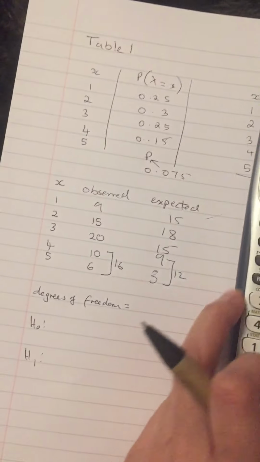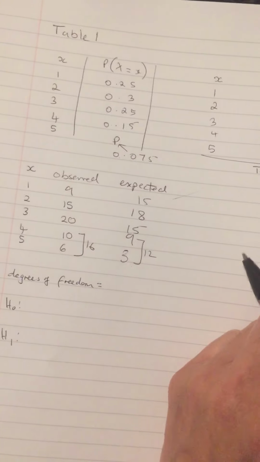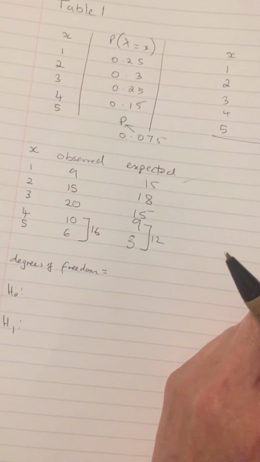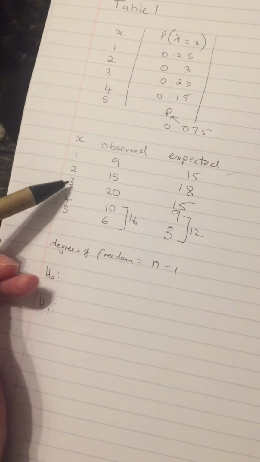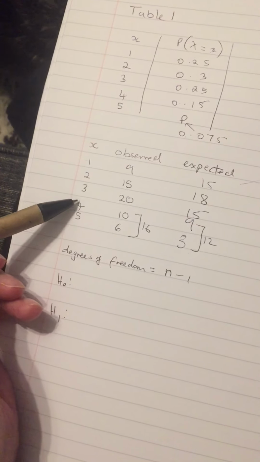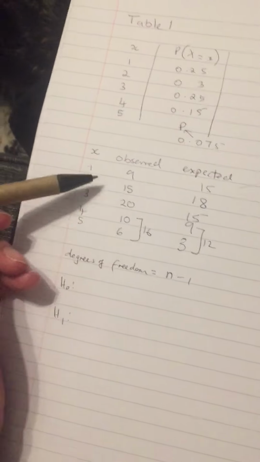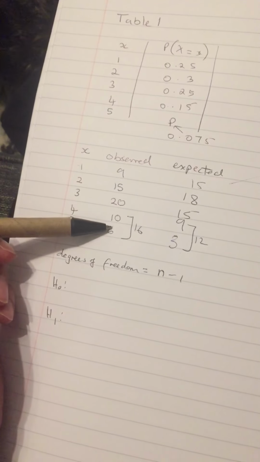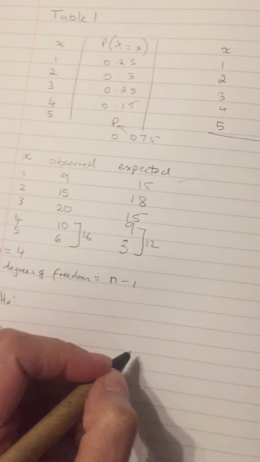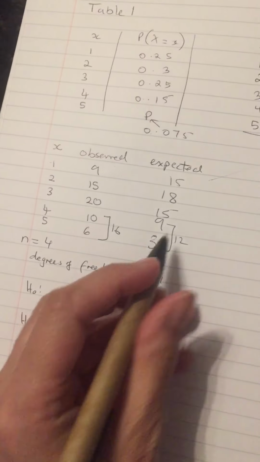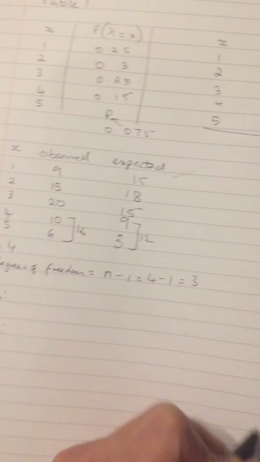Okay, and then we'd have to work out our degrees of freedom. Now the degrees of freedom is always n minus 1. So here we've got 1, 2, 3. We would have had 5, but because I've combined these two, we've actually got 1, 2, 3, 4 that we're looking at. So n here is 4. And my degrees of freedom here will be 4 take away 1, which in this case is 3.